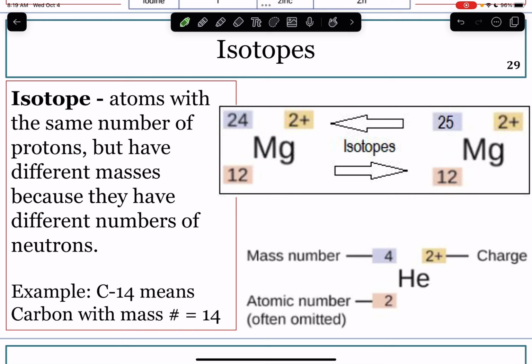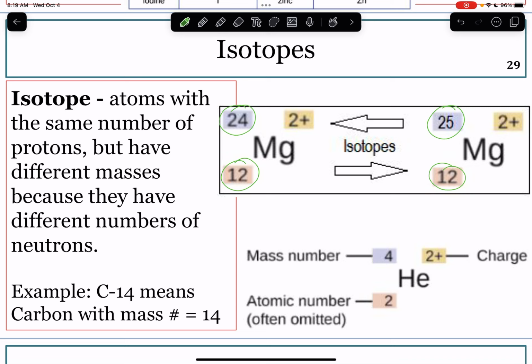Imagine you have two magnesium atoms. They both, of course, have 12 protons, but one of them will only have 12 neutrons, giving a mass number of 24, and the other one might have a different number of neutrons. Say 13 neutrons, giving it a mass number of 25. The positive 2 charge just means they both have lost 2 electrons, but that is irrelevant to the isotopes.